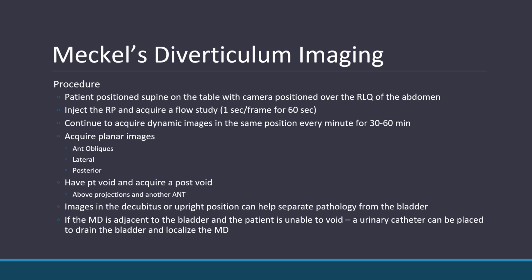This is where you would have another anterior image that's post-void, and then images in the decubitus or upright position can help separate the pathology from the bladder if it is in that lower abdomen area. And if the Meckel's diverticulum is adjacent to the bladder and the patient is unable to void, then a urinary catheter can be placed to drain the bladder and localize the Meckel's diverticulum.